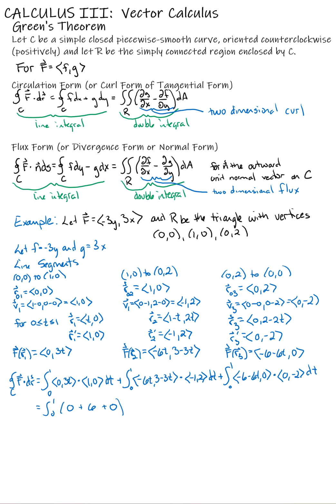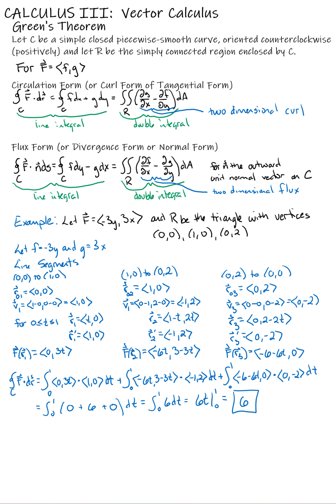Yeah, okay, I'm happy with that. And then we integrate that. Of course, that's just the integral from 0 to 1 of 6 dt, which gives us 6t evaluated from 0 to 1, which is just a 6. So there we go. So that is using the line integral.